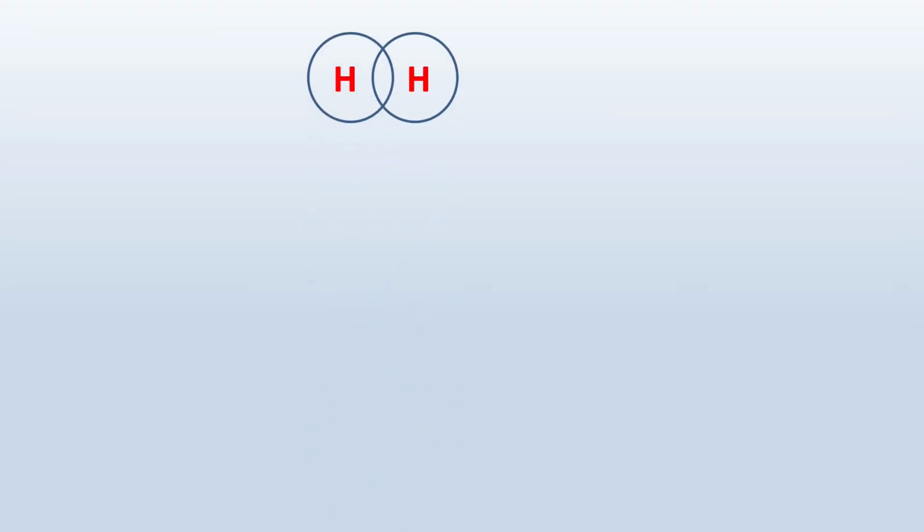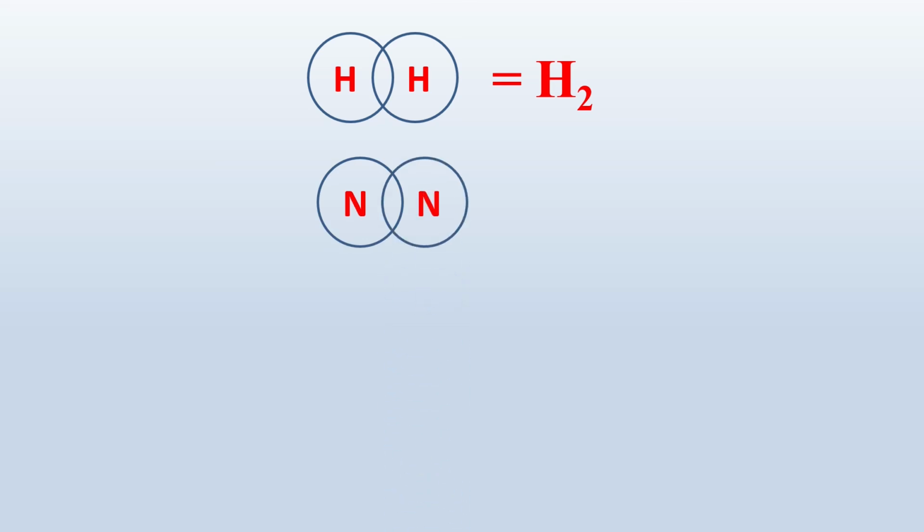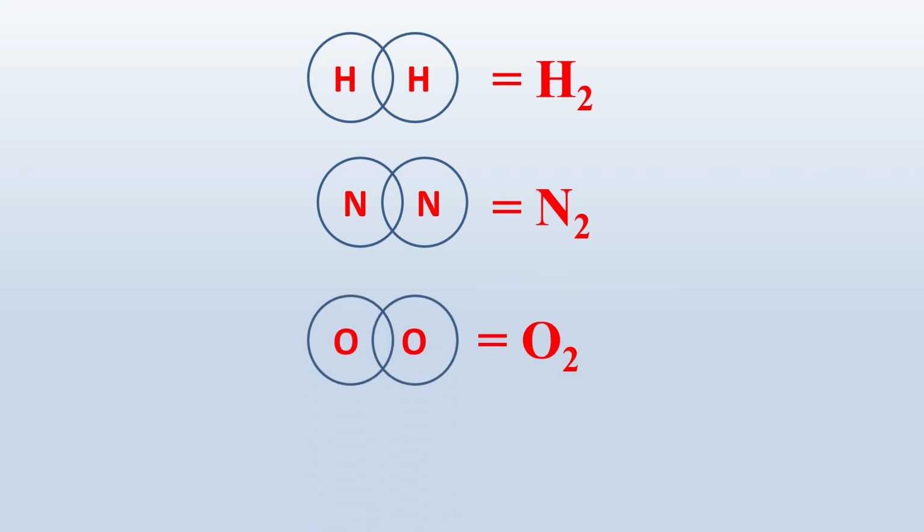Now let's see some elements. Hydrogen, wherever it forms, doesn't exist in the monoatomic state. Two hydrogen atoms combine with each other, they share electrons with each other, and they form a hydrogen molecule. In the same way, nitrogen also, two nitrogen atoms combine with each other to form a nitrogen molecule. And in the same way, oxygen also combines into a molecule.